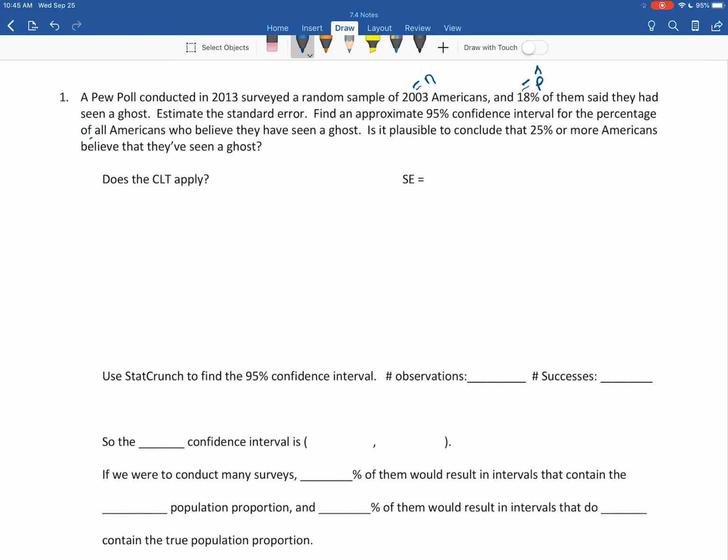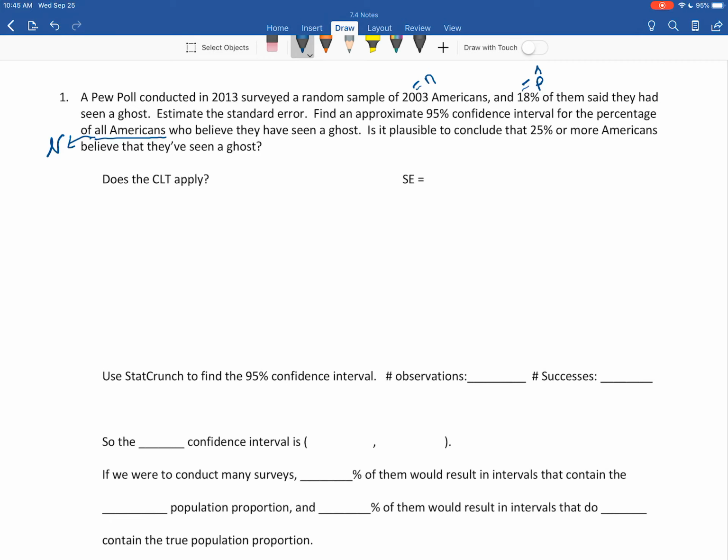We want to estimate the standard error if we're allowed to, and we want to find an approximate 95% confidence interval for the percentage of all Americans who believe they've seen a ghost. So this is our whole population, all Americans. That's who we want to estimate about.